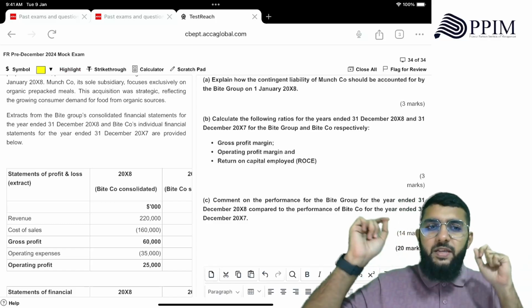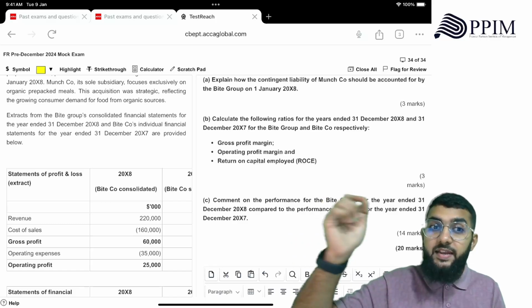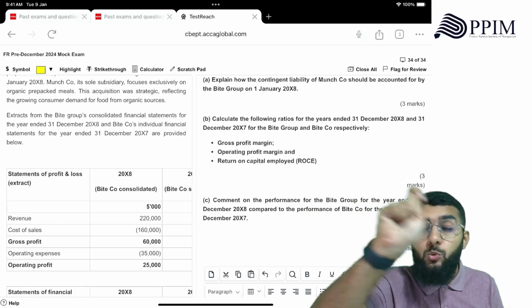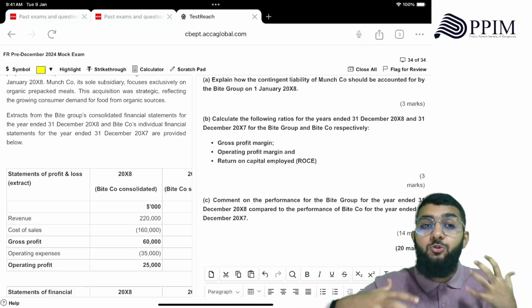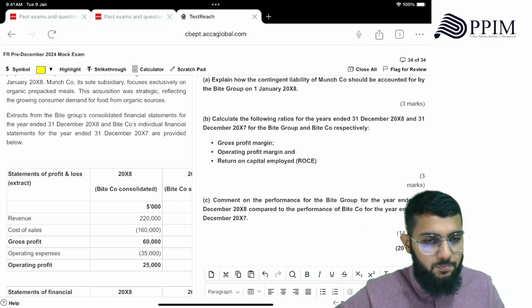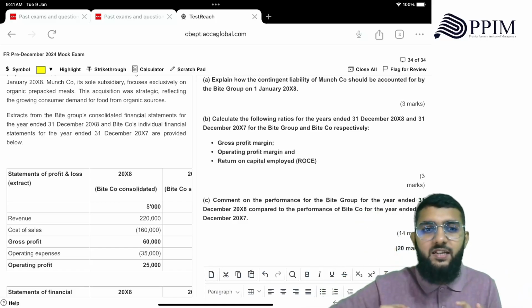Anyway, you all will be getting the option to highlight. Please use highlight as you record each figure to avoid duplication. Highlight and keep, okay, I've used this figure. In the exam pressure, you tend to duplicate a lot, right? So to balance the pressure, please use whatever features are given.